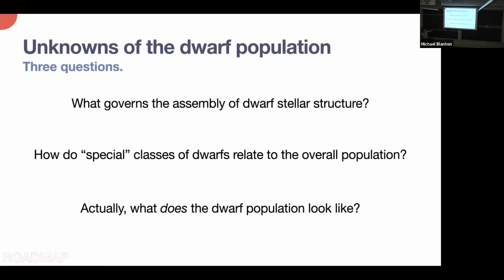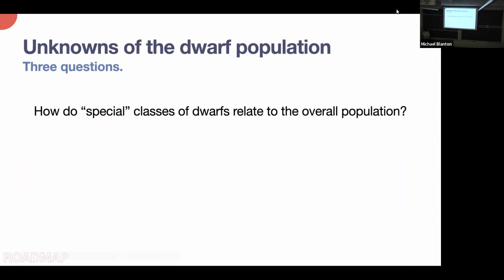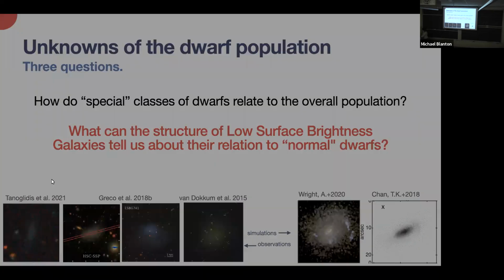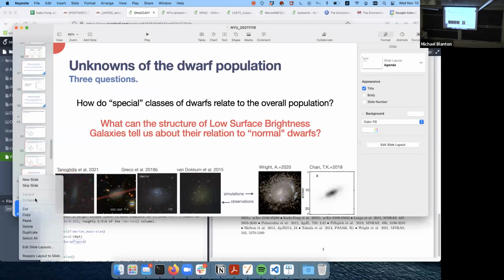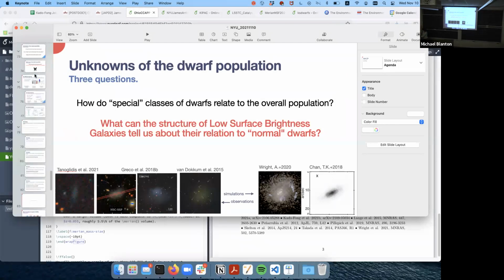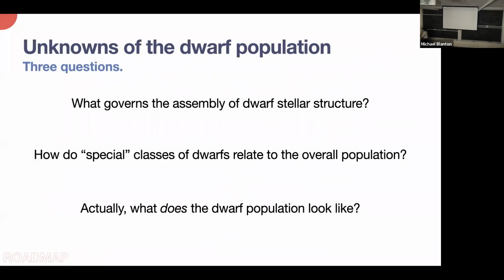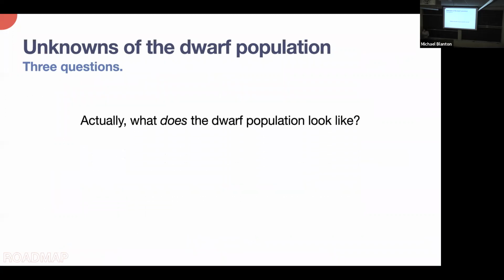I'm very much going over time, so I'm actually going to skip the second part. Just jump forward. Okay, so if you're interested, I'd love to chat about how special classes of dwarfs relate to the overpopulation, but just to finish up, what does the dwarf population actually look like?